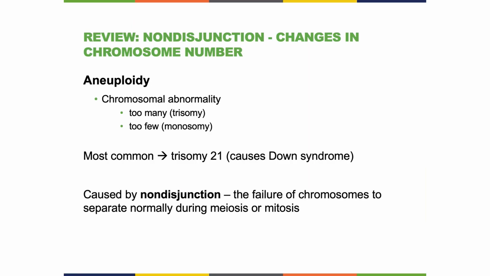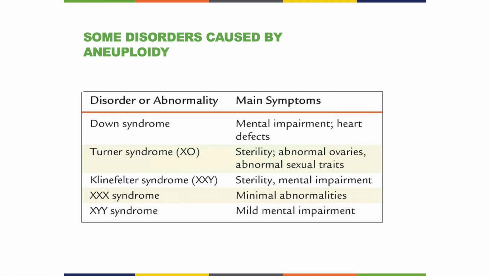Remember non-disjunction? When in meiosis, we didn't fully separate the sister chromatids, either in meiosis 1 or meiosis 2. And so we had aneuploidy occur, where individuals had either too many or too few copies of a chromosome. Instead of being diploid, they had one too many, trisomy, or one too few, monosomy. The most common of these is trisomy 21, which causes Down syndrome. Again, non-disjunction, the chromosomes failing to fully separate.